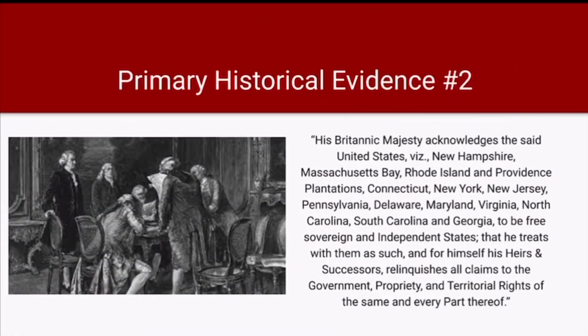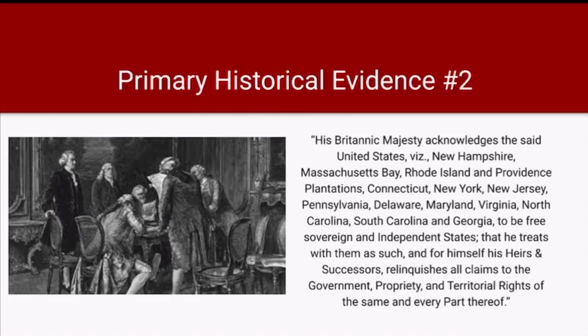His Britannic Majesty acknowledges the said United States, viz. New Hampshire, Massachusetts Bay, Rhode Island and Providence Plantations, Connecticut, New York, New Jersey, Pennsylvania, Delaware, Maryland, Virginia, North Carolina, South Carolina, and Georgia to be free, sovereign, independent states, that he treats with them as such, and for himself, his heirs, and successors, relinquishes all claims to the government, property, and territorial rights of the same, and every part thereof.